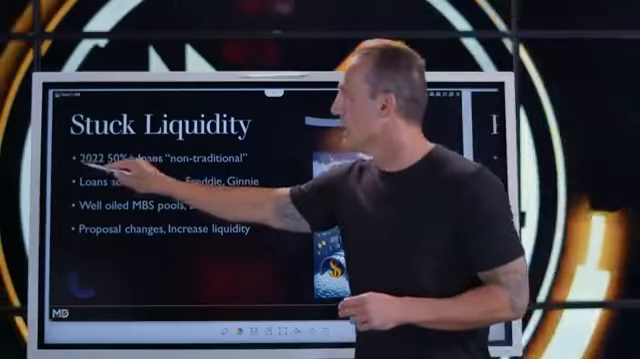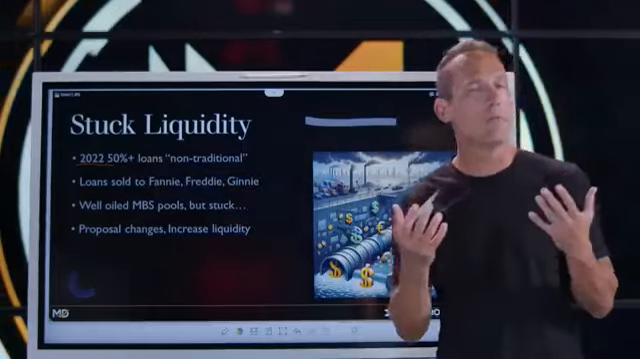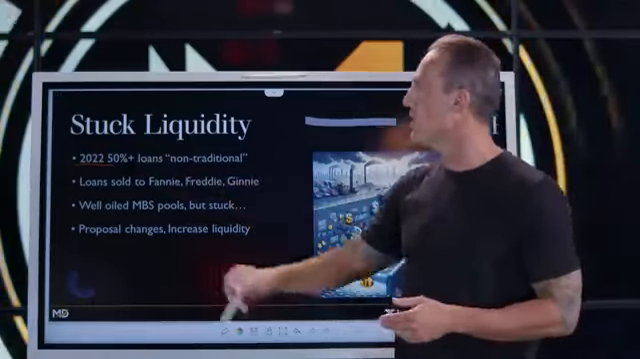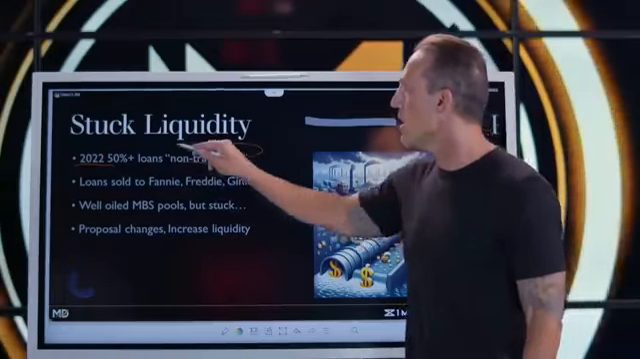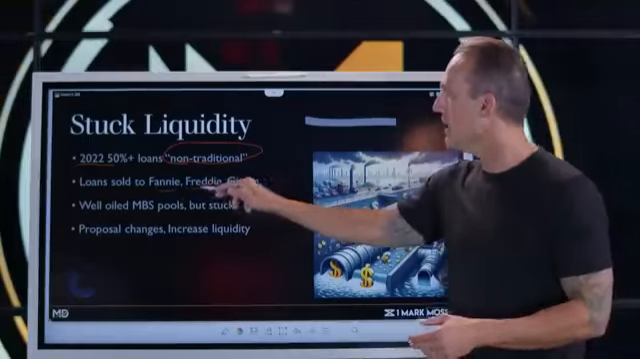Now, if we want to calculate how much liquidity we could see maybe this year coming into the market, we know in 2022, about 50% of the mortgage loans that were done were by what we call non-traditional banks. All right. Now, the reason why that's important is because these non-traditional financial institutions don't have the assets to keep this on their books. So they have to sell these loans in the secondary market to Fannie, Freddie, and Ginnie.